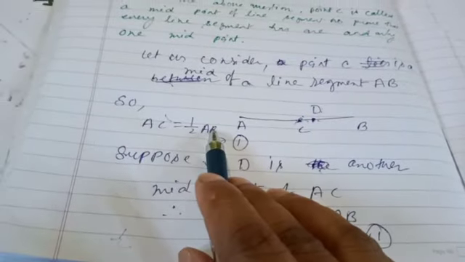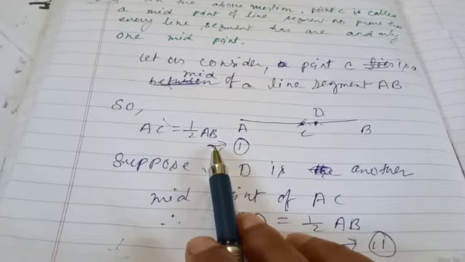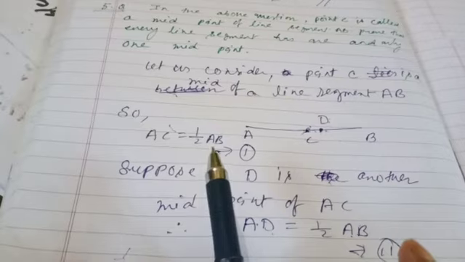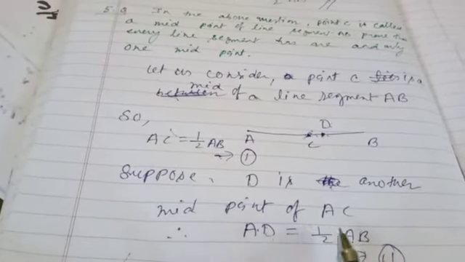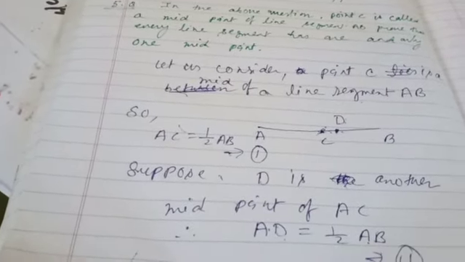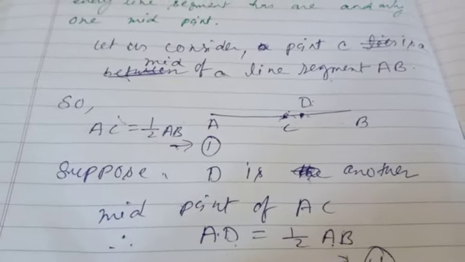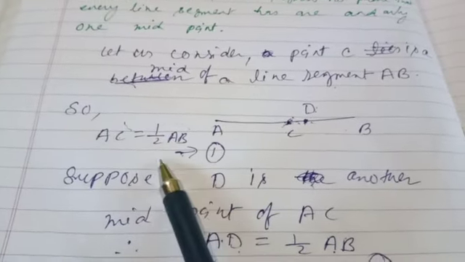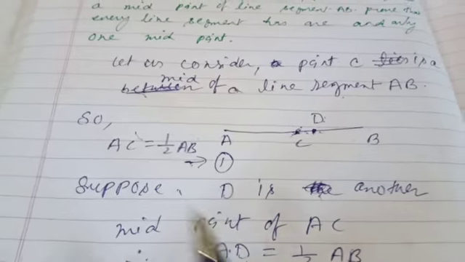Now AC is half of AB and AD is half of AB. If you compare on both sides, or if you use axiom 1, what is axiom 1? That if AC is equal to half of AB and AD is equal to half of AB, then AC is equal to AD. This is axiom 1. They are equal to the same thing, so they are also equal. Means AC is equal to AD.